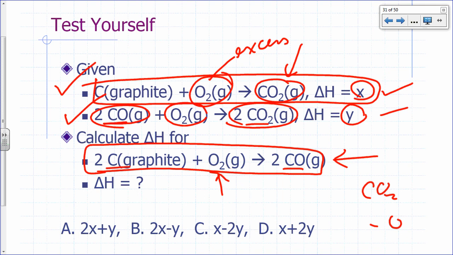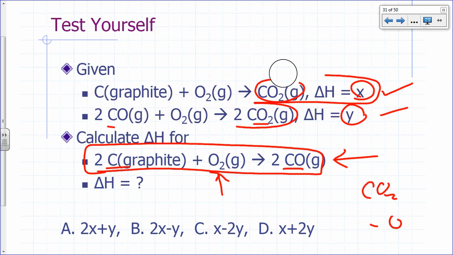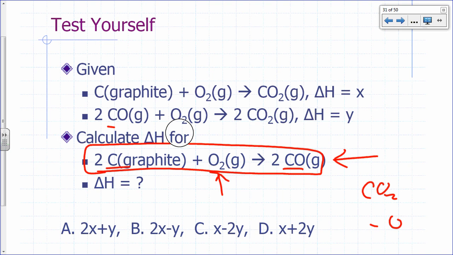But the delta H for this third reaction right here, where graphite plus oxygen gives you just carbon monoxide, that's not easy to determine. So what do we do?